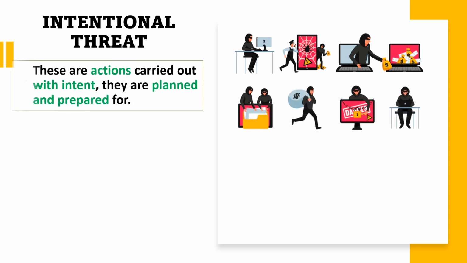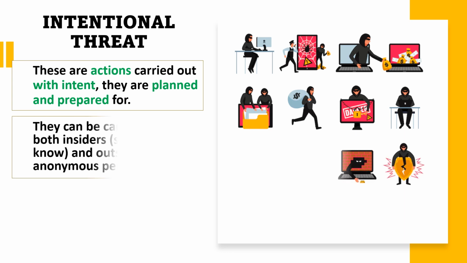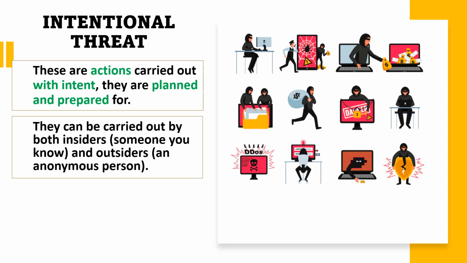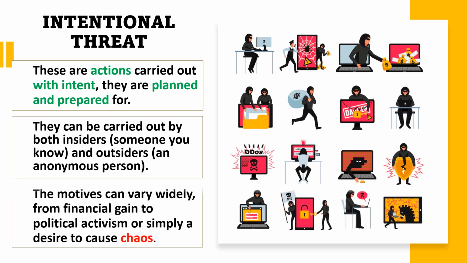Intentional threats. These are actions carried out with intent. They are planned and prepared for. They can be carried out by both insiders, that is, someone you know, and outsiders, that is, an anonymous person. The motives can vary widely for intentional threats, ranging from financial gain, in terms of ransomware attacks received by users or victims, to political activism, or simply a desire to cause chaos and problems for the user. Intentional threats are premeditated by the attacker or the hacker. They are done in order to either get something out of it or just for the pleasure of causing chaos.